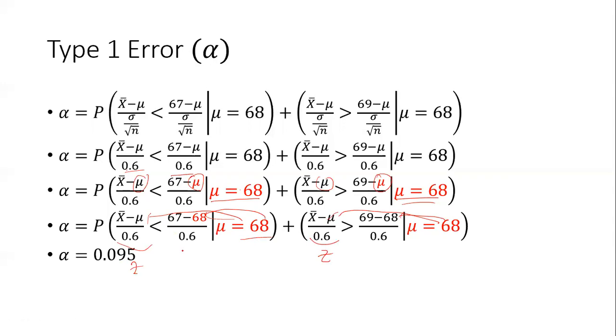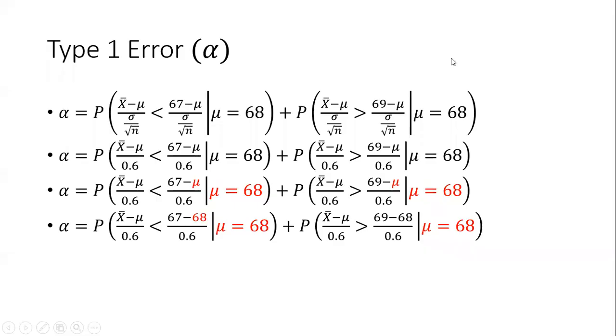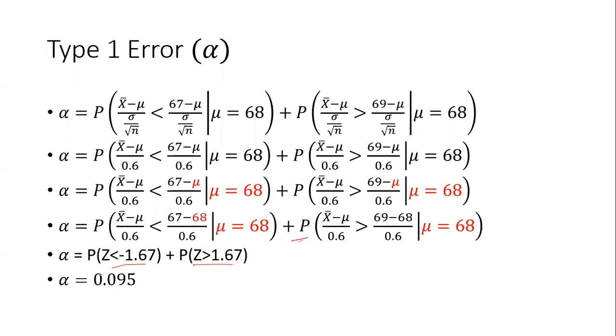So what I have here is, if you just calculate this, this is the probability that z is smaller than -1 divided by 0.6, plus, so this is also a probability, okay? I forgot to write it, P. So just give me a second so that I can correct this. Okay, so I've added the probabilities there. Probability that z is smaller than -1.67 plus probability z is greater than 1.67, and this is equal to 0.095.